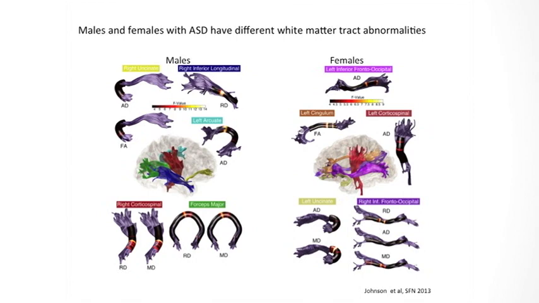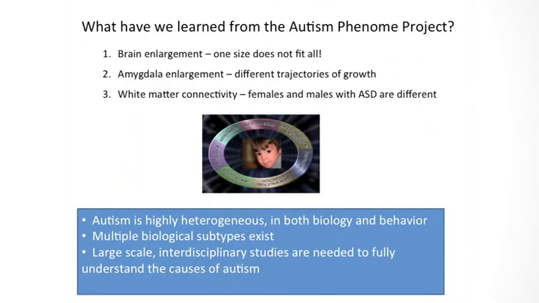widespread across the entire brain. They seem to have a different pattern of connectivity. And this is really illuminating, right? So we need to look at them separately. Again, that was my point of this slide. So let me just wrap up here. Let me talk to you about the take-home points of this talk, what we've learned from the Autism Phenome Project.